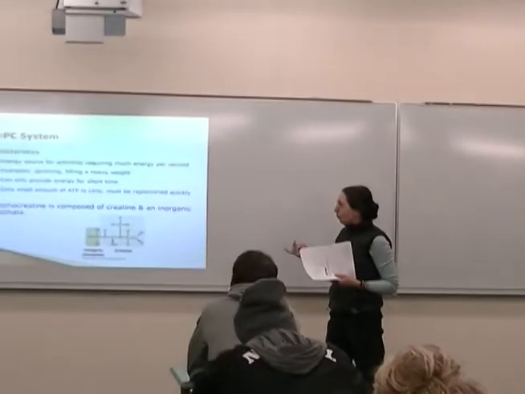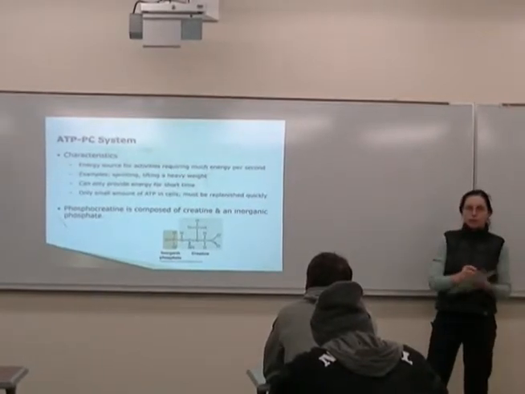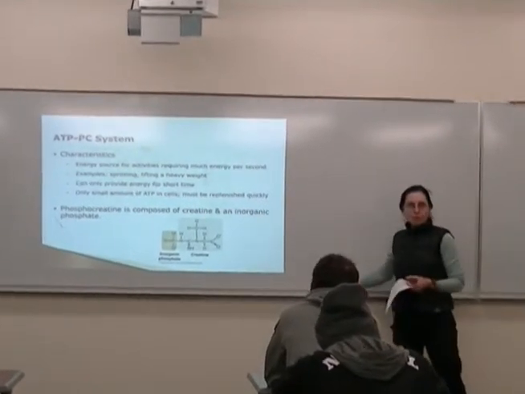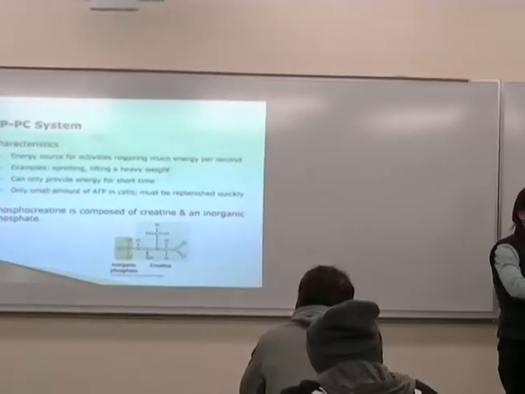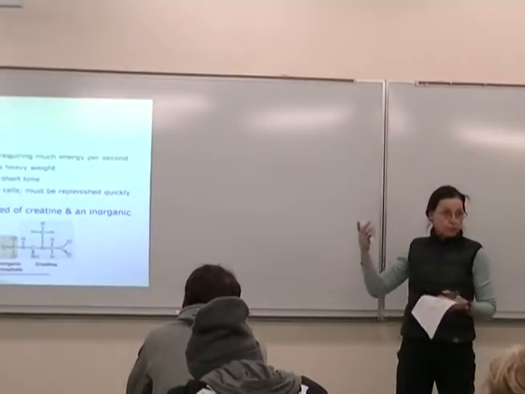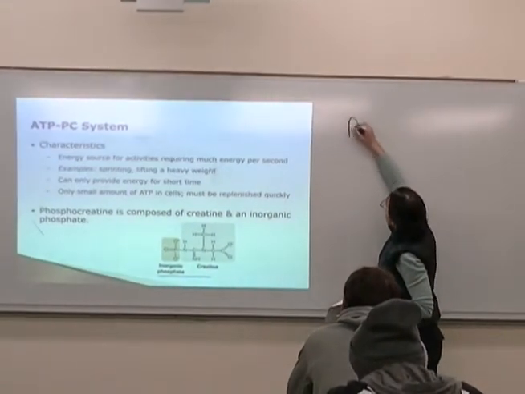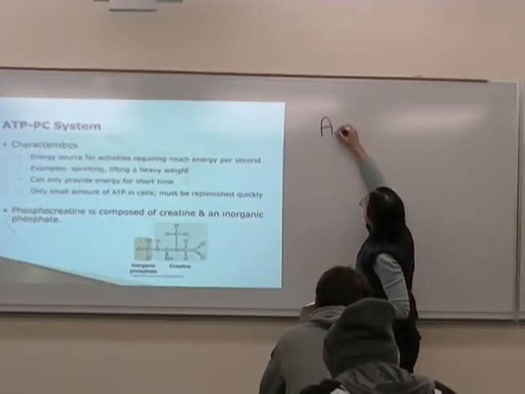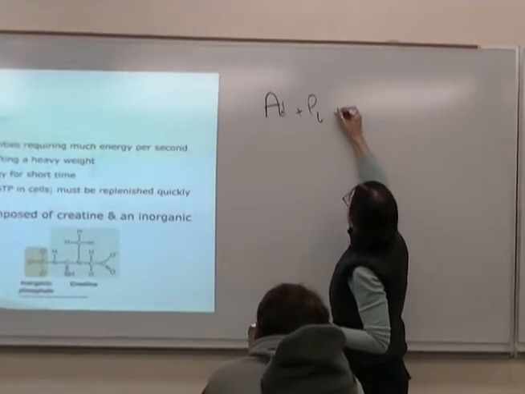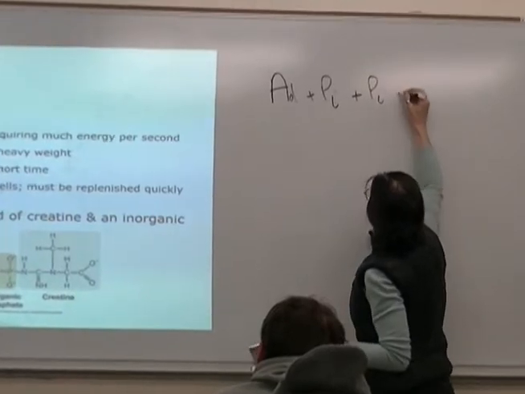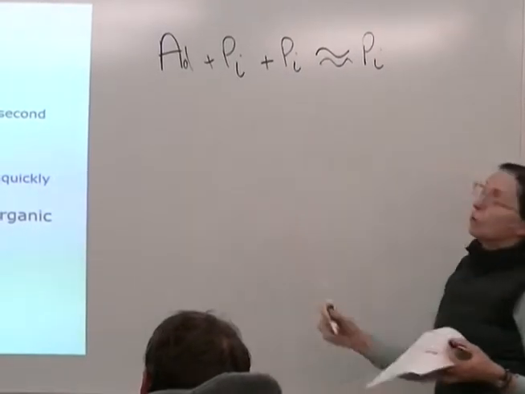So phosphocreatine is made up of creatine and an inorganic phosphate. And if you remember on Wednesday, we looked at ATP is an adenosine plus 3 inorganic phosphates. So I have my adenosine, and then I have an inorganic phosphate, an inorganic phosphate, and then I've got that energy bond I can get at to my third inorganic phosphate.